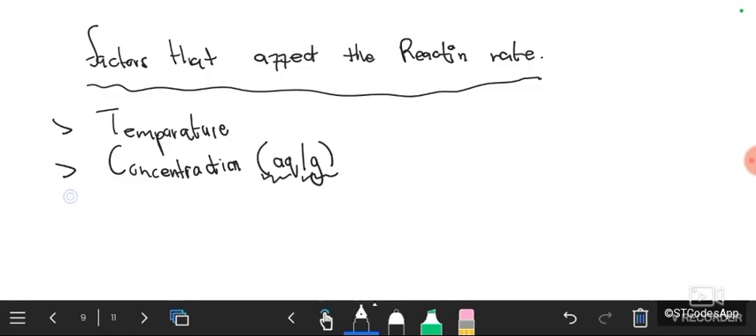Now, here we have another factor, which is pressure. Pressure only affects gases. You won't ever see me talking about pressure and then including aqueous things. Pressure will only affect gases. How it affects gases, or how it affects anything, we will come back to that.